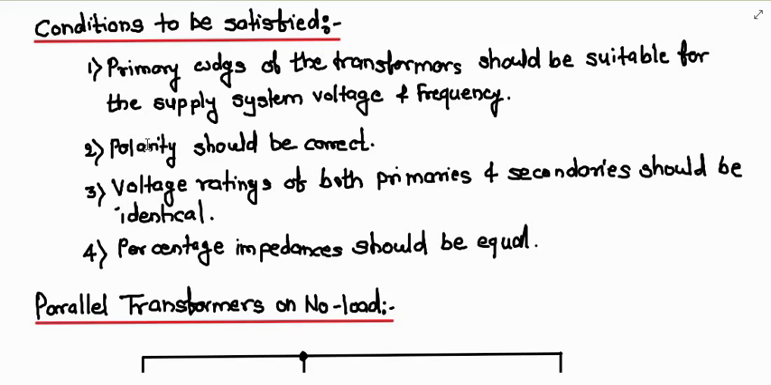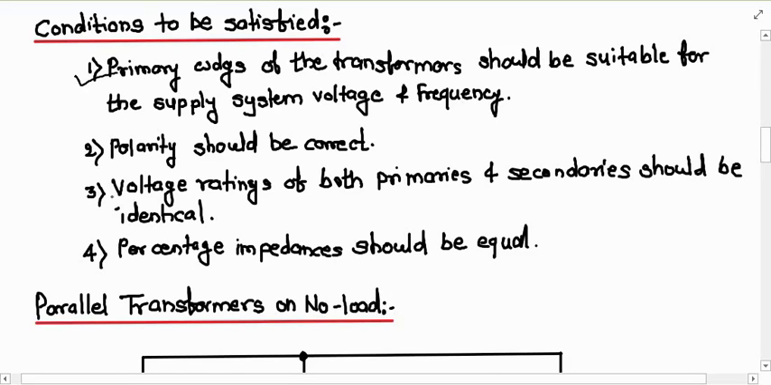The first condition is that the primary winding of the transformer should be suitable for the supply system voltage and the rated frequency. The second condition is that the transformers should be properly connected with regard to polarity, and the polarity should be correct. If the polarities go wrong, then as I have just told you, there will be a dead short circuit across the load bus bar.